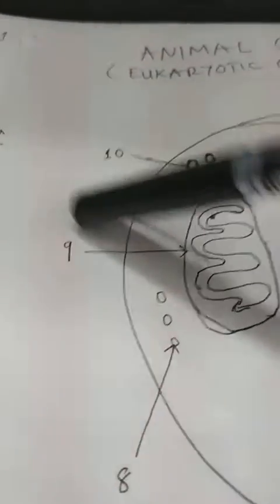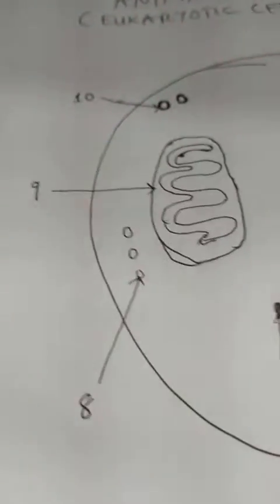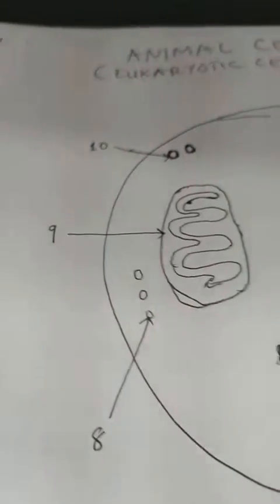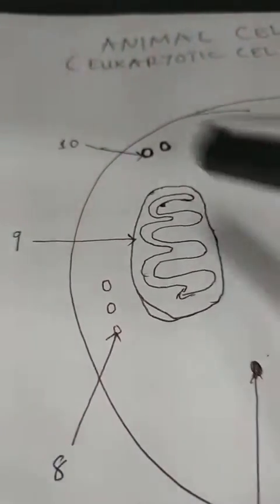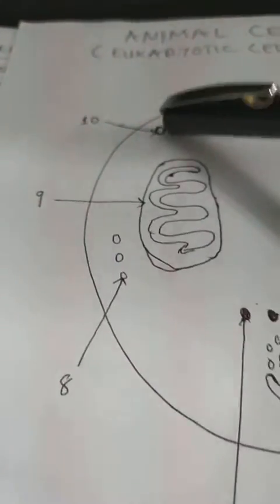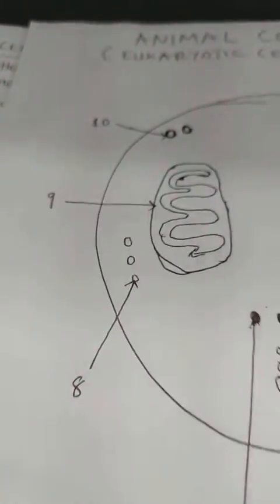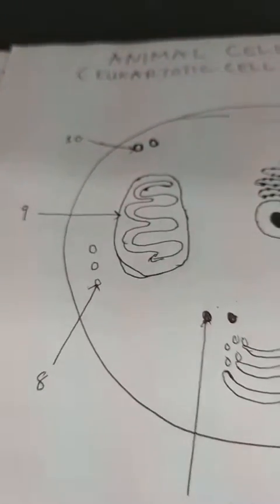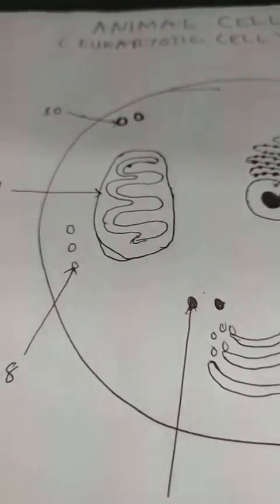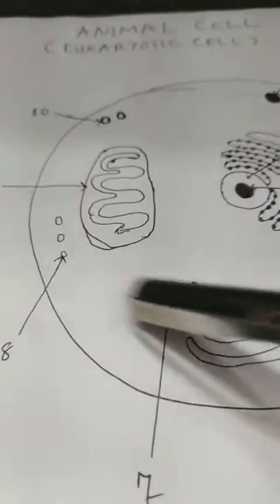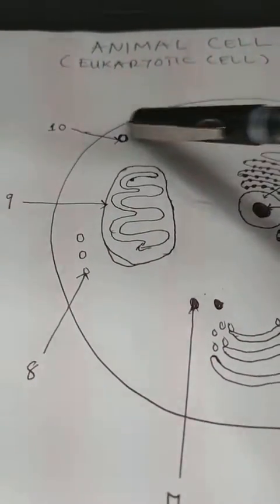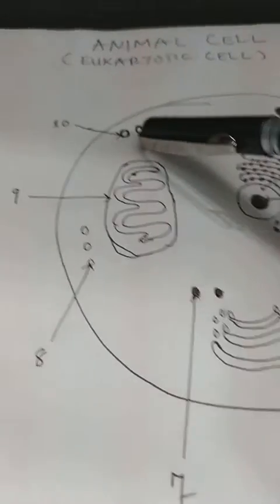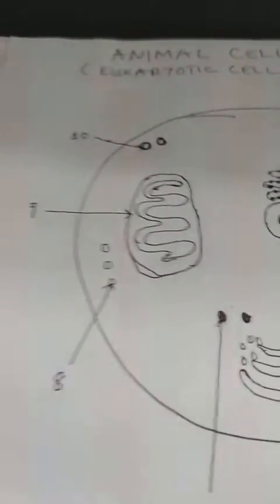So let's move to another structure labeled by number 10, and this is our lysosome. Inside our lysosome we have a very low pH, and we also have our hydrolytic enzymes, and these hydrolytic enzymes function in breaking down or killing unwanted material inside the cell. So all unwanted material present inside the cell is broken down and destroyed inside this structure known as our lysosome, labeled by number 10.